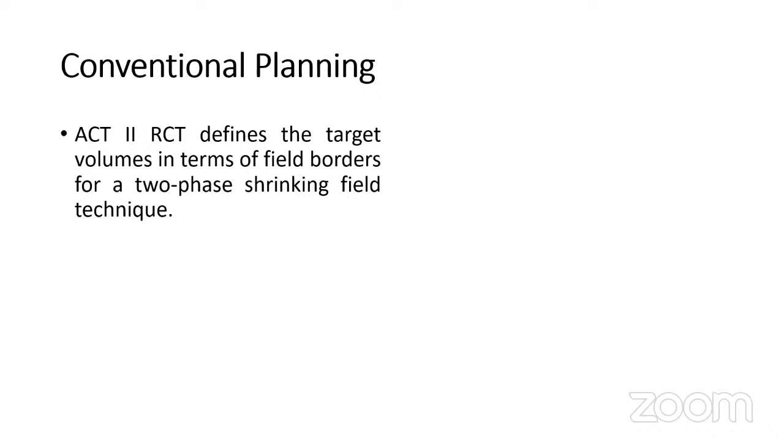So before that, I'll finish the 2D planning for anal canal cancers. If you see 2D planning, there are n number of techniques, which have been used traditionally for a large number of years. There are many techniques which are complicated, but I would always recommend keeping it as simple as possible. So the ACT II trial protocol, which is a UK-based trial, defines the target volumes in terms of field borders for a two-phase shrinking field technique for the anal canal.